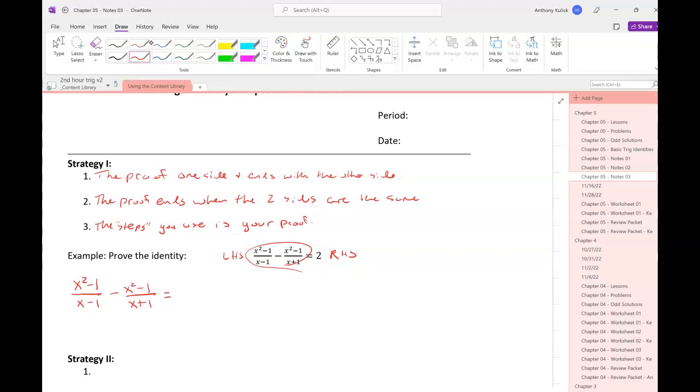Now, the tools that I have available to me are my usual algebraic simplifying tools. So I can factor or FOIL or distribute or make a common denominator or combine like terms. I can do things like that. If you're looking at this problem, does anybody see an obvious thing to do algebraically? I'll give you a hint. It's going to involve those.